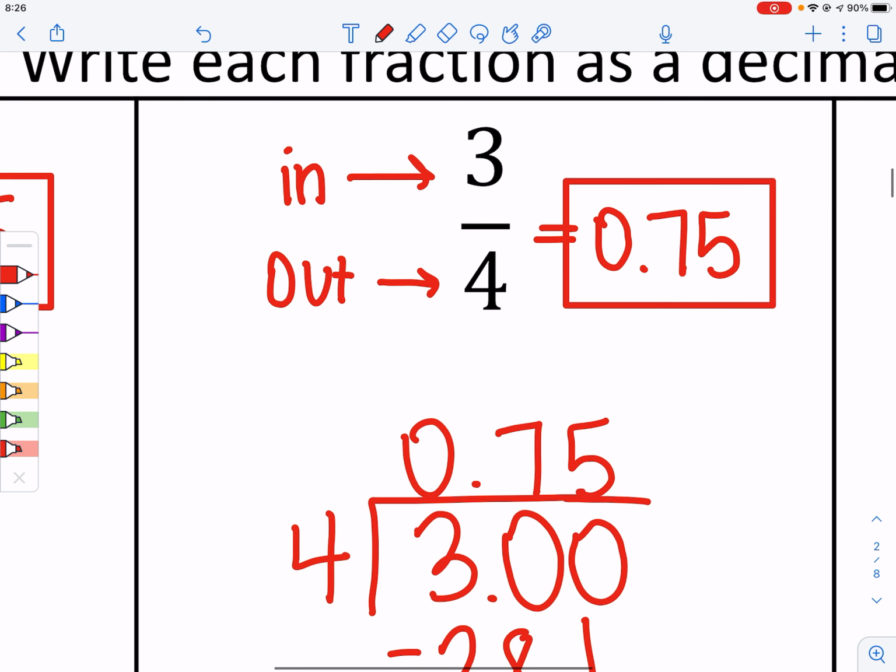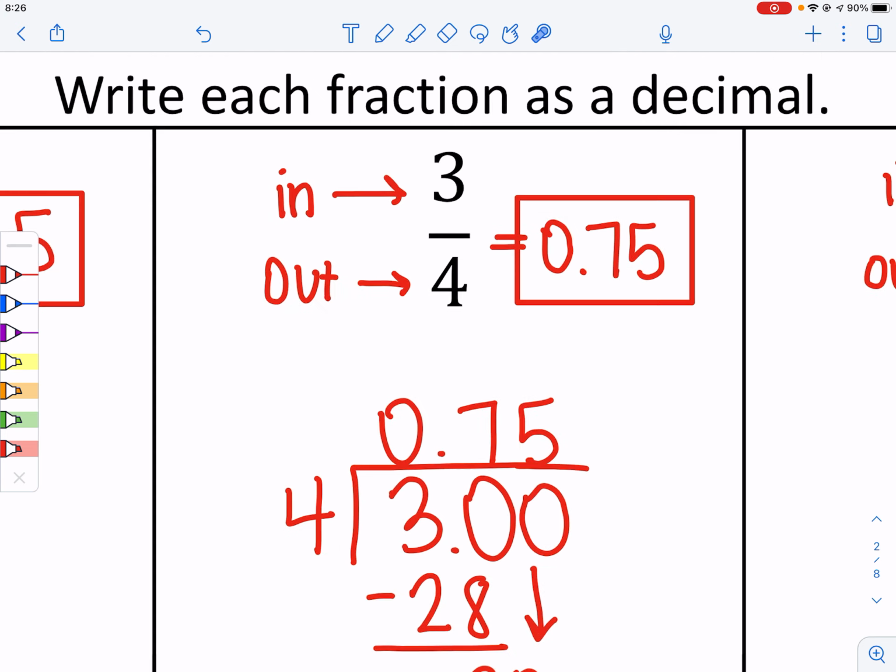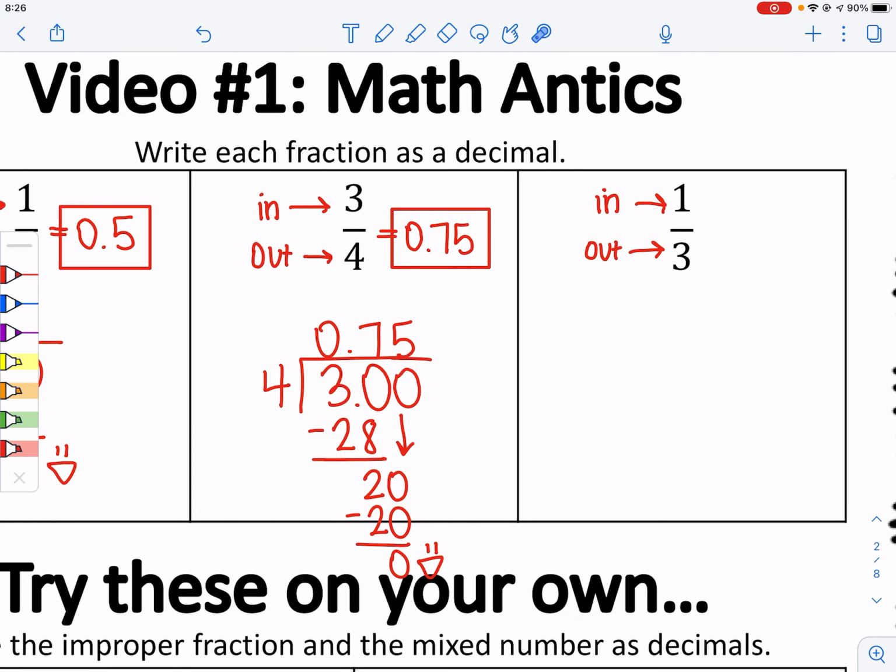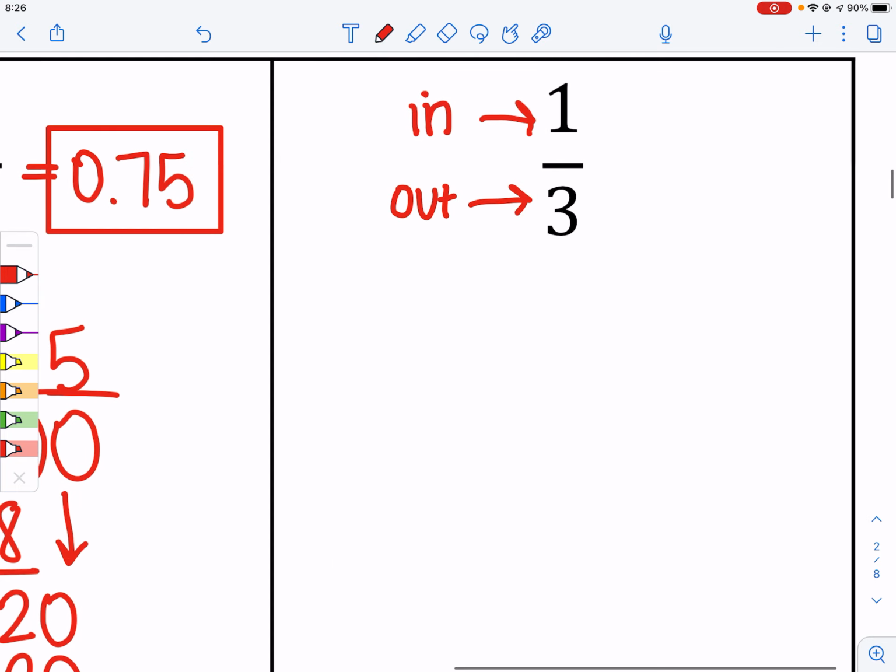Some of these common fractions, you might just know, like if I have 3/4, I have 75 cents, so that might help you with that one. All right, let's try number 3, this third one. So you want to keep doing your long division until you see a pattern. So let's set it up.